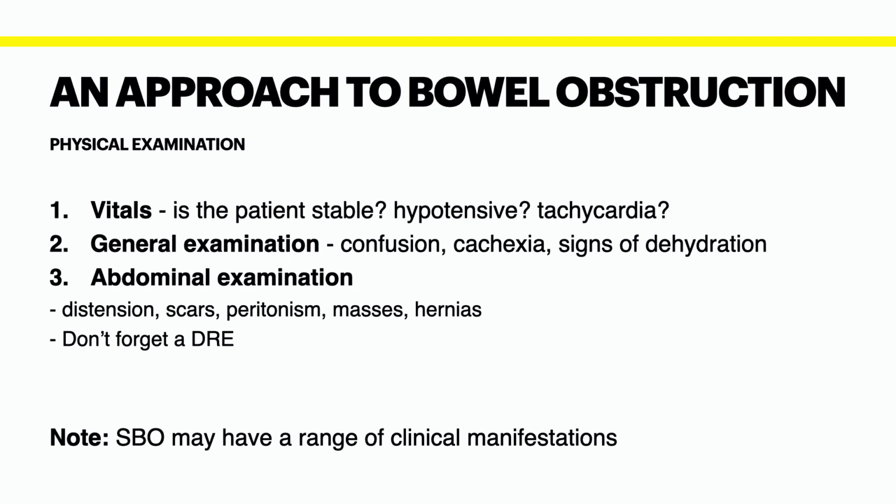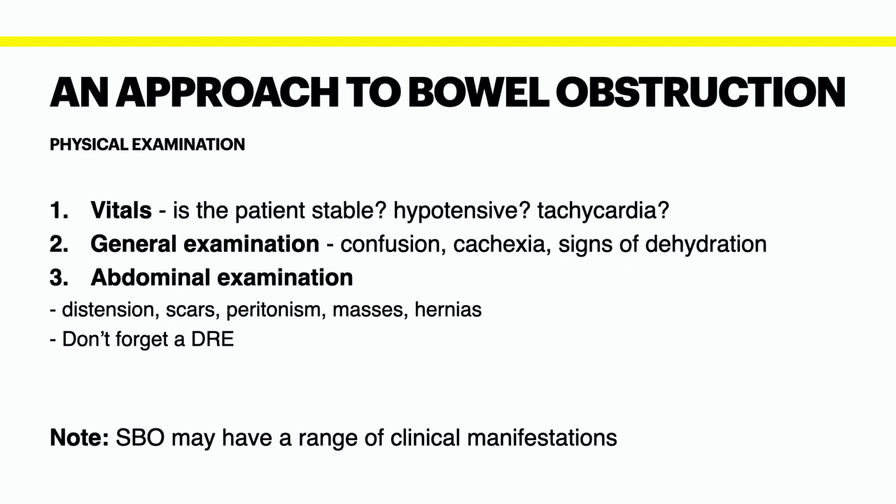When examining a patient with bowel obstruction, first assess their vitals. Is this a stable patient? Do they have any fever or signs of sepsis? And do they have hypotension and tachycardia, which may be features of dehydration? In their general exam, do you note abdominal distension? Do they have cachexia or any confusion? Look for signs of dehydration, such as a delayed capillary refill or a dry tongue and mucous membranes. And also remember to palpate for lymph nodes.